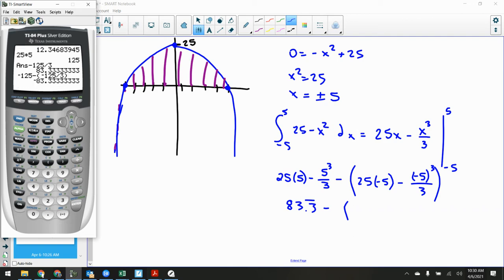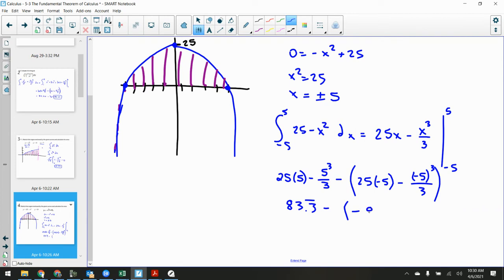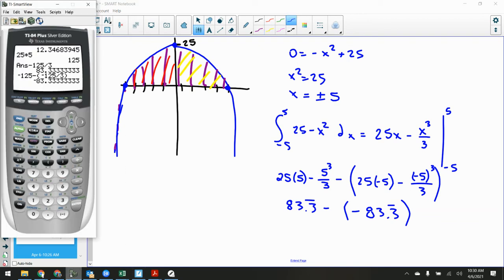Wait a second. Oh, that's right. Negative 83.3. I was like, this can't be zero. But it's not zero. It's double, right? That makes sense, because isn't this area equivalent to this area? So I should have two of the same things. So we say that this is 83 and a third plus 83 and a third, 166.6. Yeah.